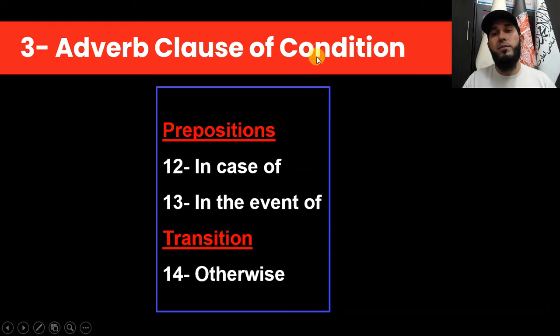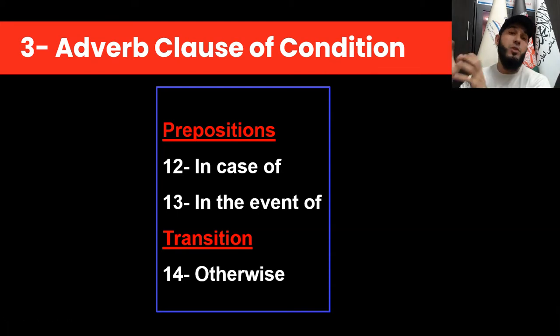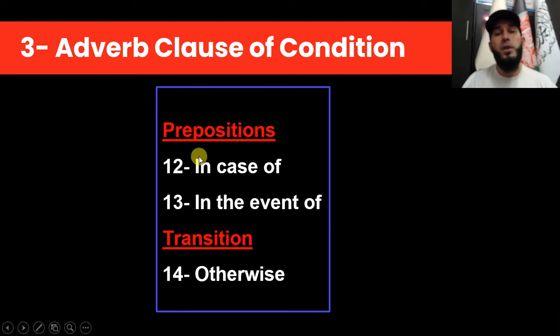Adverb clause of condition, still adverb clause of condition, but there I explained the usage of those conjunctions. In here we have some prepositions: in case of, in the event of, and there's a transitional word, otherwise. I explained all the 5 different ways in written English, but here I'm going to just give you a few examples for these prepositions and transitions.